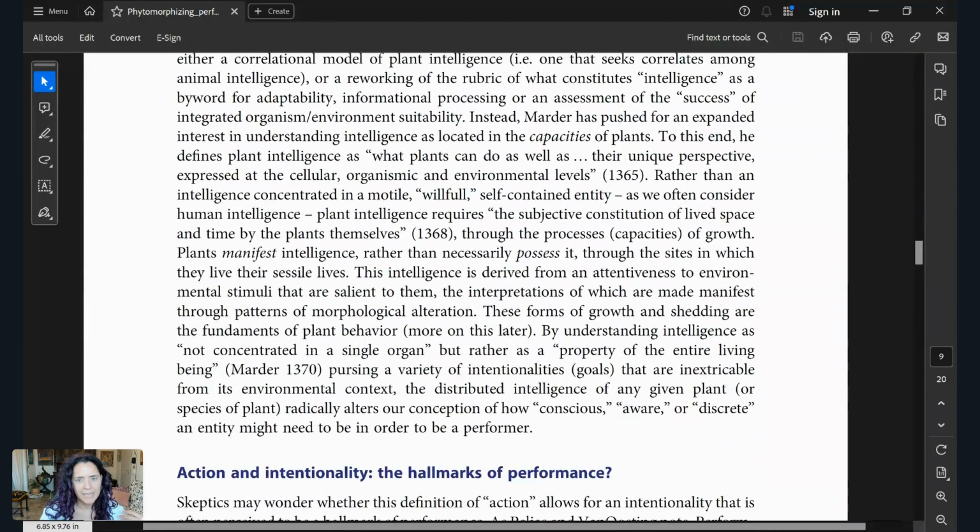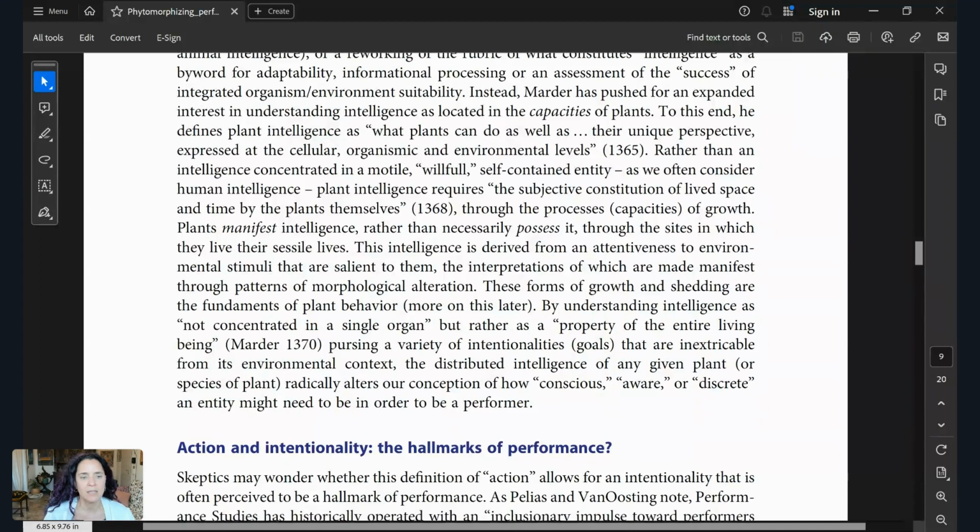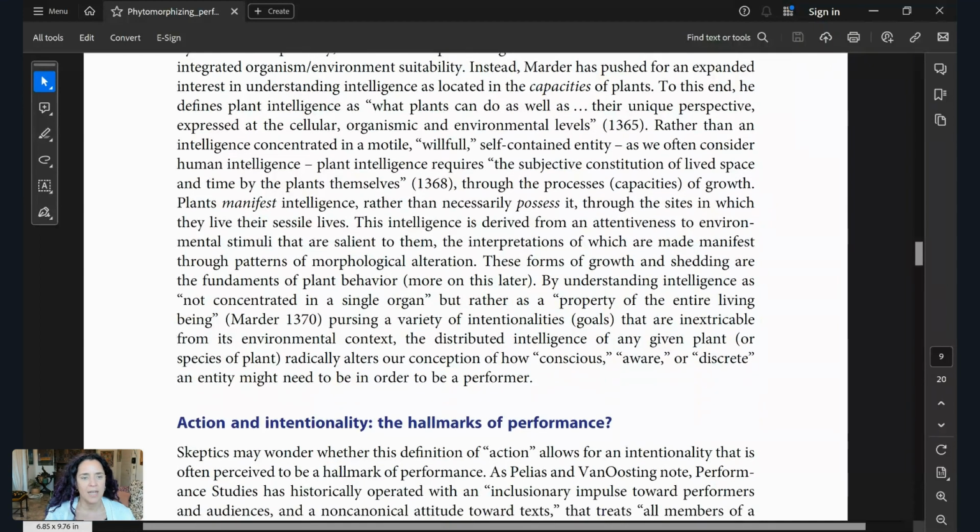Let's see, we're talking about plant intelligence, which you have heard me talk about so many times. Martyr has pushed for an expanded interest in understanding intelligence as located in the capacities of plants. And so he defines plant intelligence as what plants can do, as well as their unique perspective expressed at the cellular, organismic, and environmental levels.